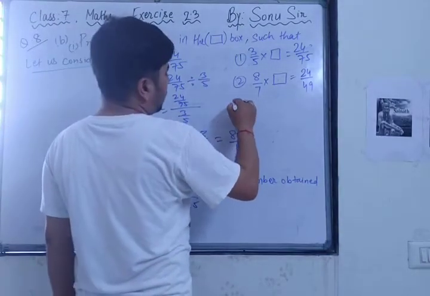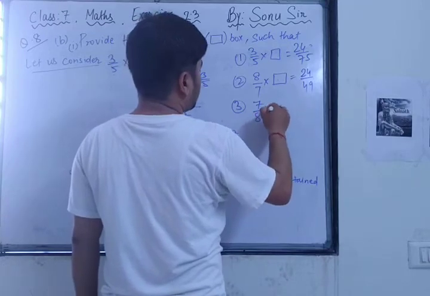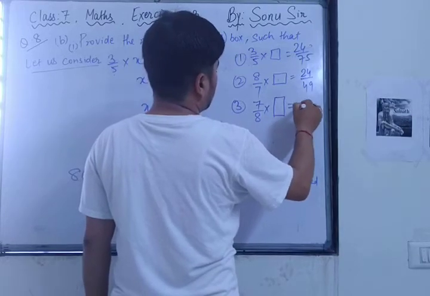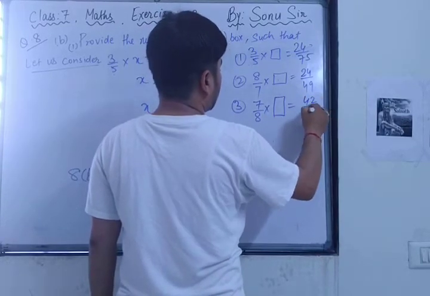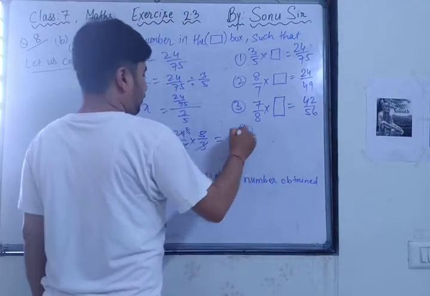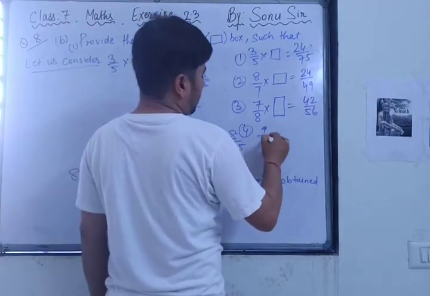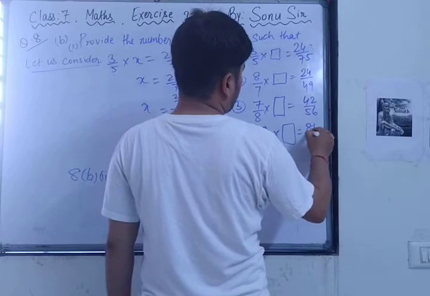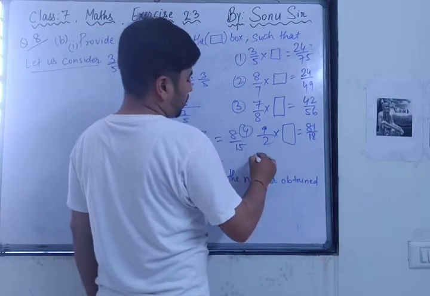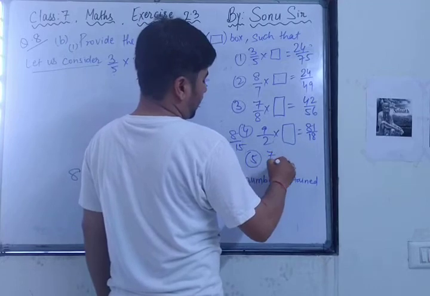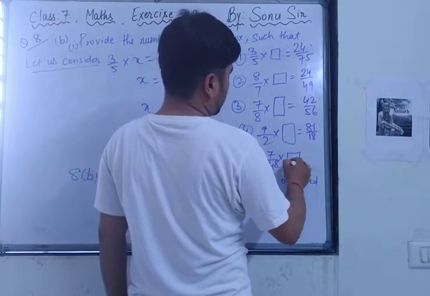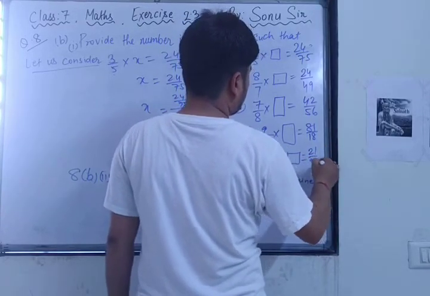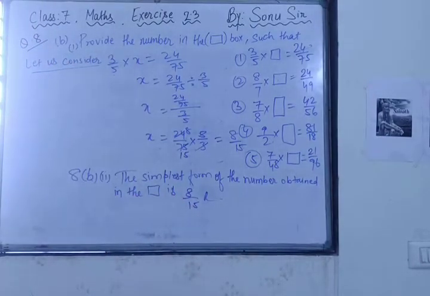Second question. Third question: 7 by 8 into box is equal to 42 by 56. Fourth question: 9 by 2 into box is equal to 81 by 18. And the last question: 7 by 48 into box is equal to 21 by 96. So can you do this type of question?